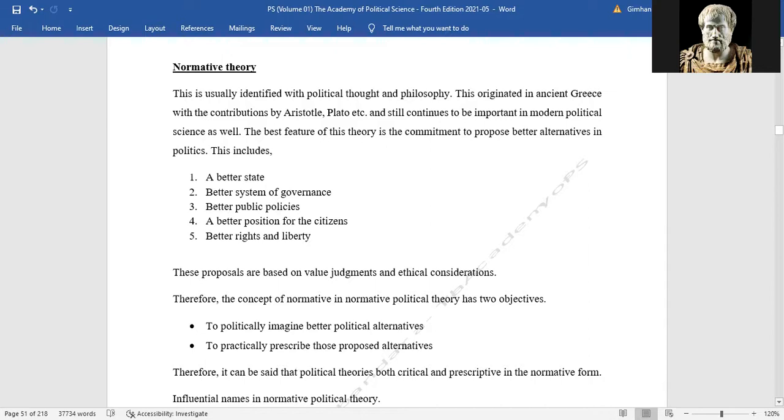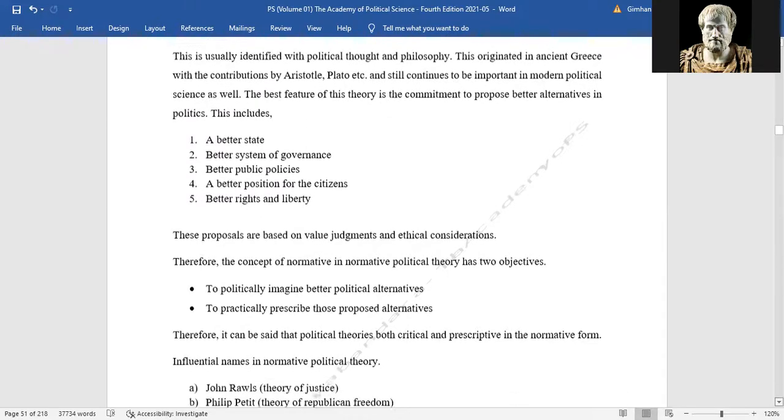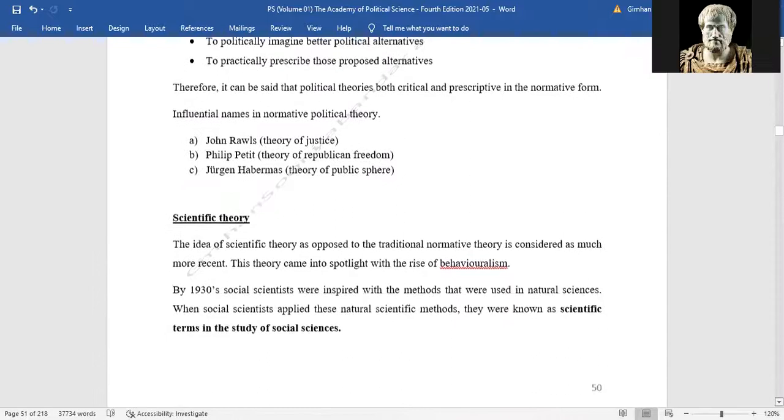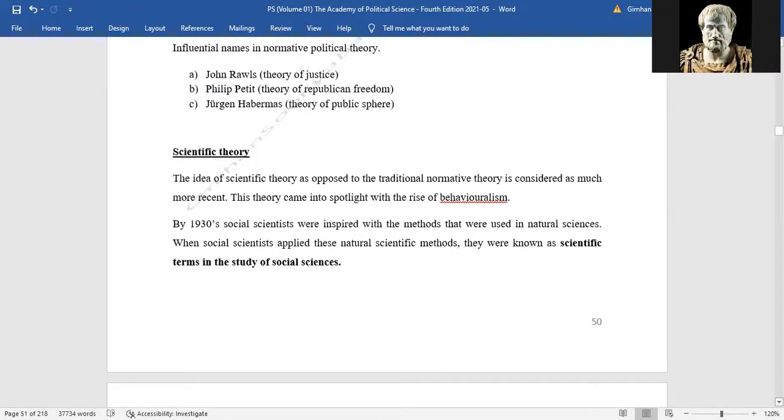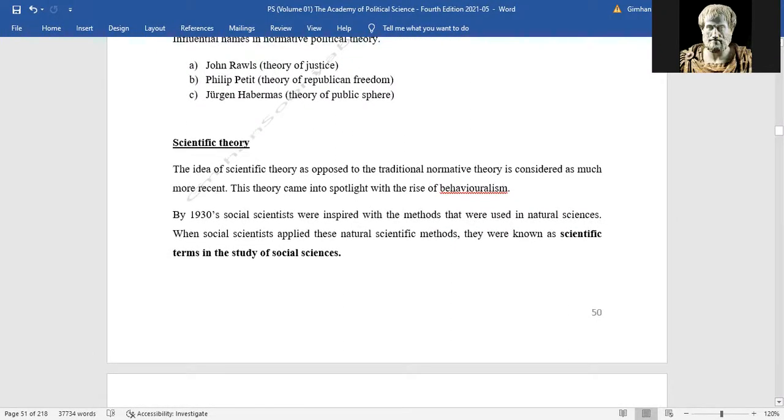Therefore, the concept of normative political theory has two objectives: to politically imagine better political alternatives, and to practically prescribe those proposed alternatives. Therefore, it can be said that political theory is both critical and prescriptive in the normative form. Influential names in normative political theory: John Rawls, Theory of Justice; Philip Pettit, Theory of Republican Freedom; Jurgen Habermas, Theory of the Public Sphere.